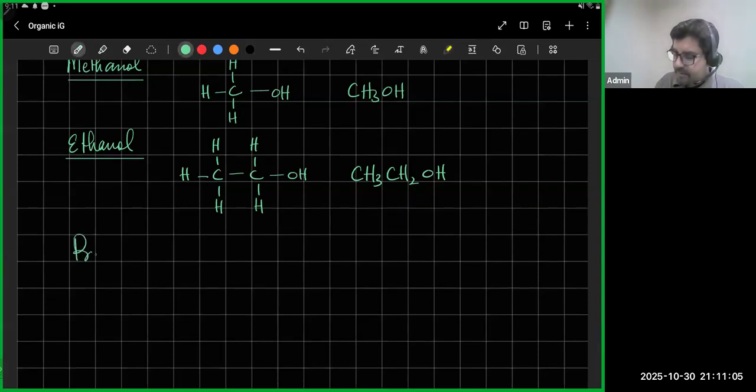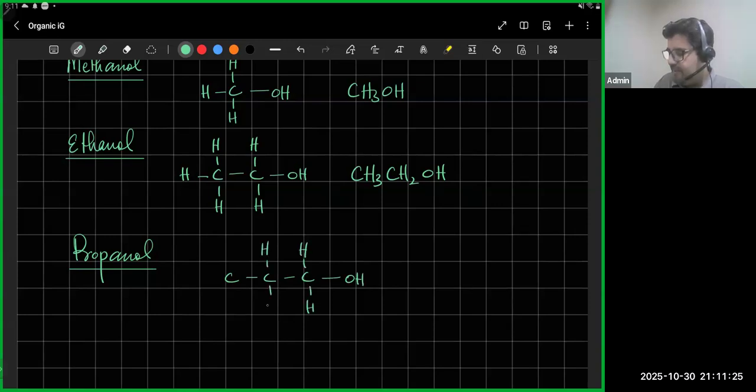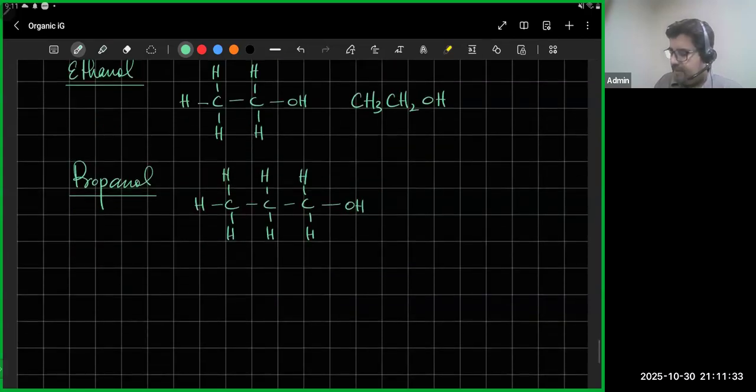So you've got propanol. Now, when it comes to propanol, you have two different propanols because the OH could be placed in many places. You could have an OH over here, and the rest are all H's. This carbon needs two more bonds. And similarly, you've got propan 2-ol as well.